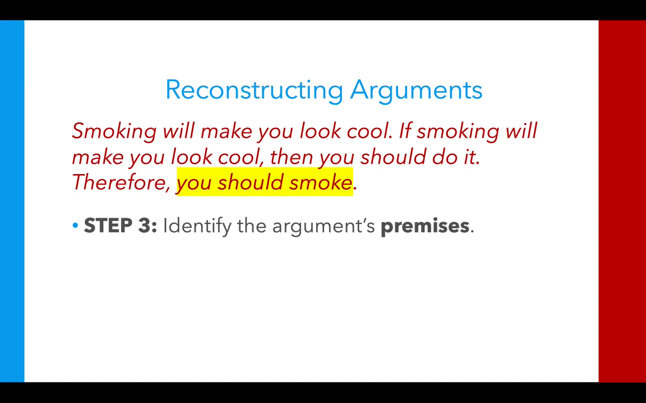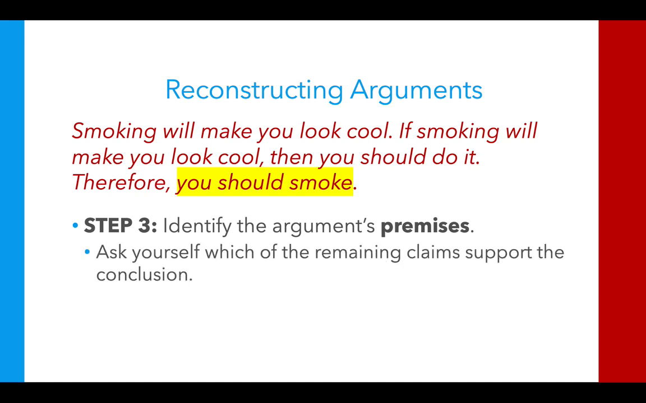Step number 3, we want to identify the argument's premises. To do this, we want to ask ourselves, which of the remaining claims, the other things that this person is saying, provide support for the conclusion? In this one, we've got 2 other sentences, and both of those actually support the conclusion. The first one, smoking will make you look cool. That's a reason that the author is giving for this conclusion that we should smoke.